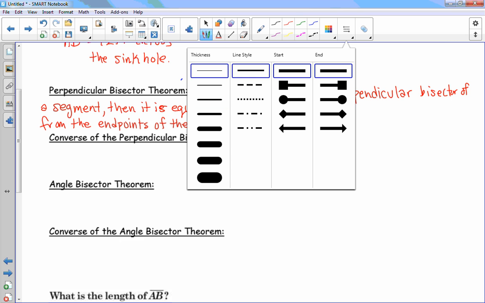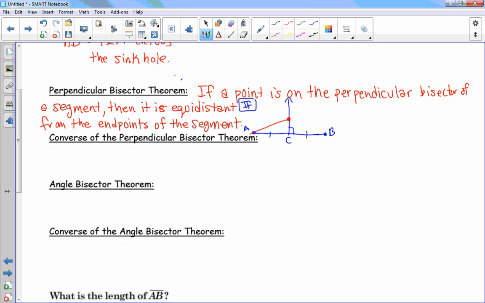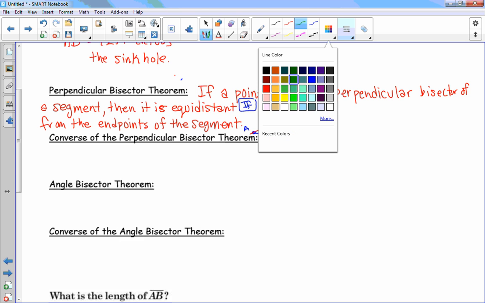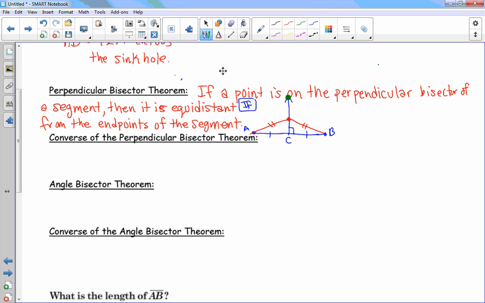Then any point I pick on this perpendicular line, whether it be this point, if I connect it to the endpoint A and to B, they're going to be congruent. But what if I pick a higher point? What if I pick this point right here, and connect it? Would that segment also be congruent to this green segment? Yeah, so the perpendicular bisector goes on forever. So you can pick one up on the ceiling, drop it down to AC, and those two would be congruent. Okay? So that's the perpendicular bisector theorem.